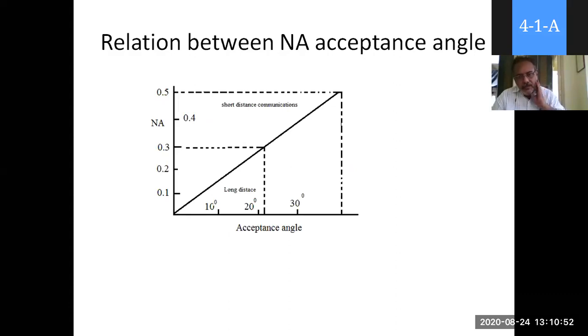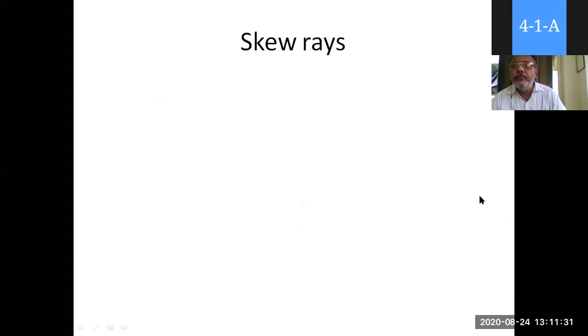So what is this? There is a graph. Is it visible? Yes, sir. So what is on the x-axis? Acceptance angle. What is on the y-axis? Numerical aperture, sir. Numerical aperture values ranging from 0.1 to 0.5, sir. Yes, sir.